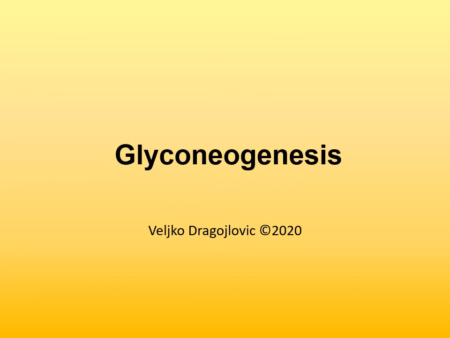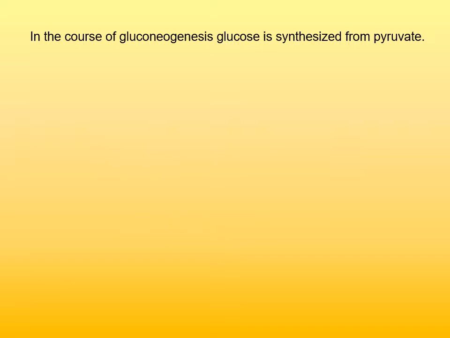In this lecture, we will examine gluconeogenesis. This is a biochemical pathway for synthesis of glucose. Gluconeogenesis is a biochemical pathway for synthesis of glucose from pyruvate. Now, glucose could be synthesized also from non-carbohydrate precursors.